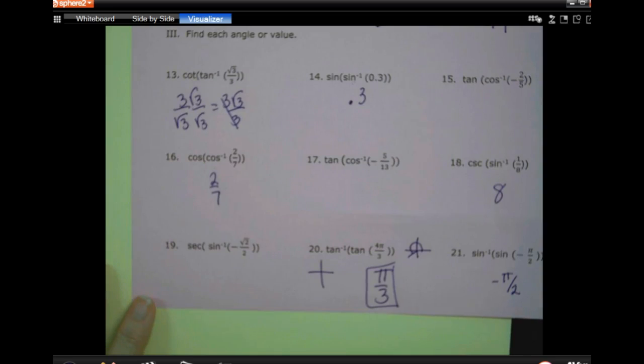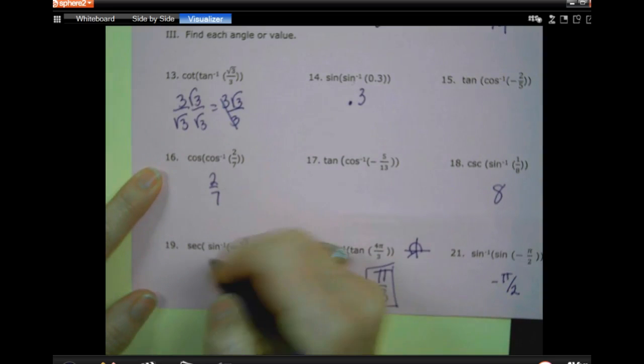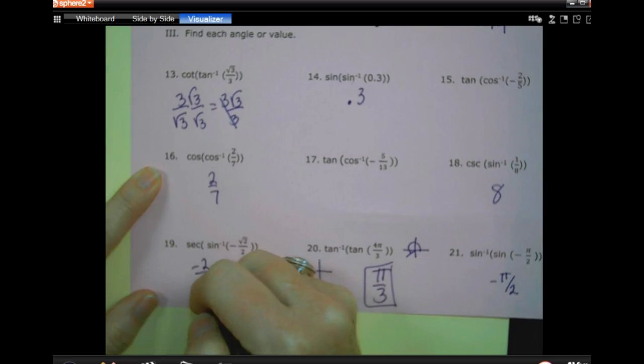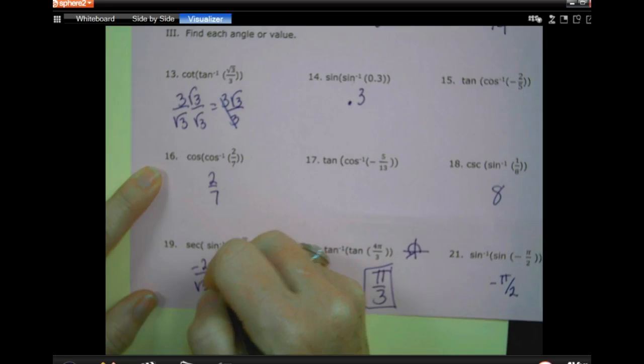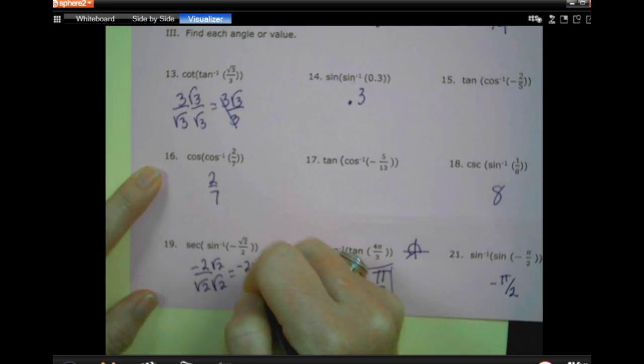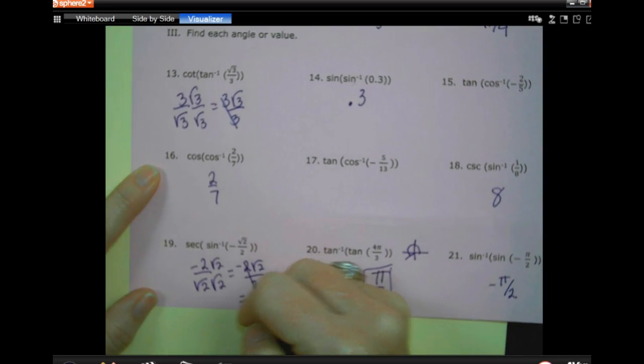The reciprocal, not the inverse, the reciprocal, right? Because the secant is not the same as sine. So you do have to flip yours, and it only works on the square root of 2 over 2 because pi over 4 is the same for all of them. They're all the square root of 2 over 2. So this one, I'm going to do negative 2 over the square root of 2. I'm going to rationalize the denominator. So I get negative square root of 2.